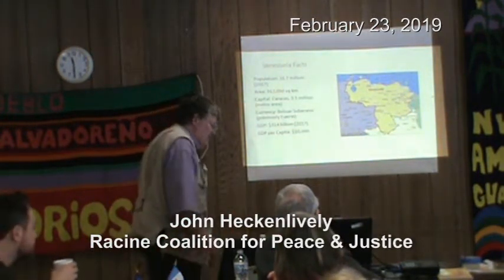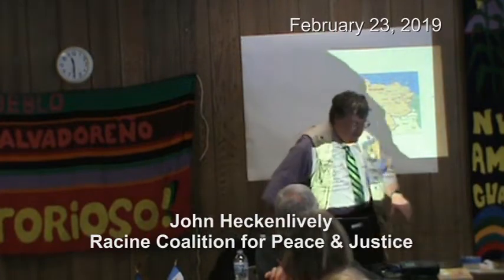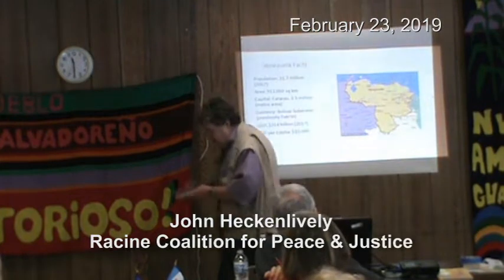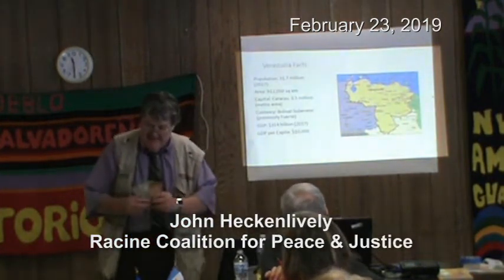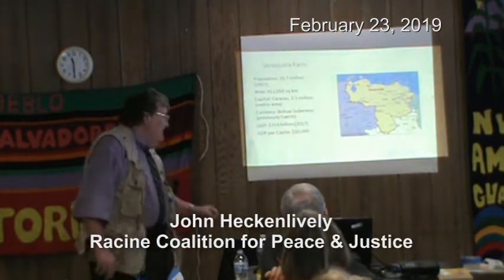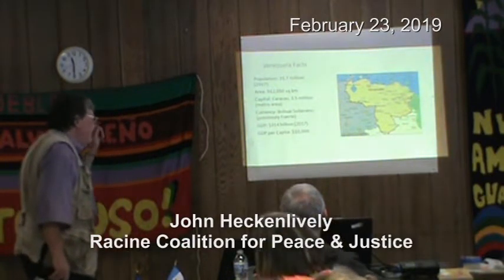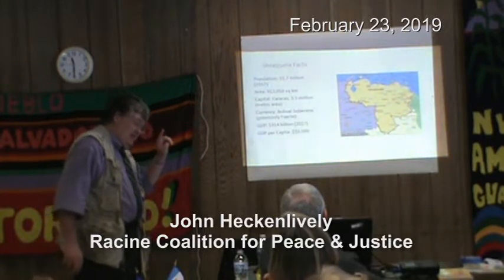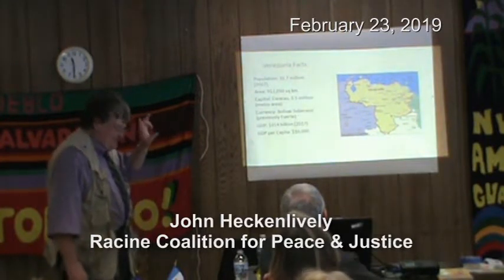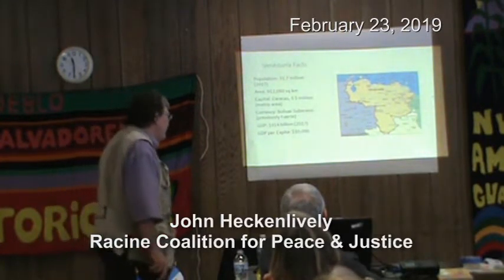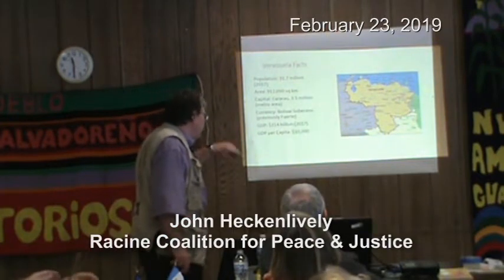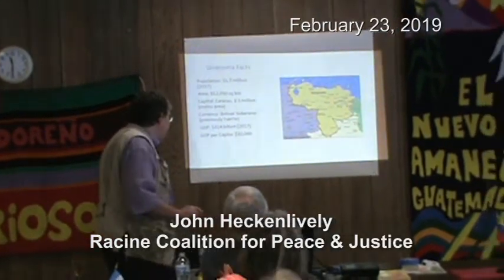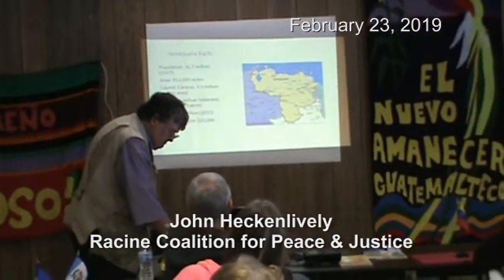The currency is the bolivar, which I actually have. Now, these are not bolivar soberanos, these are bolivar fuertes, the strong bolivar. And soberano means sovereign. And they actually changed over the currency in August. And we'll get later to what happened with that. GDP is around $314 billion, and so that's about $10,000 per person.